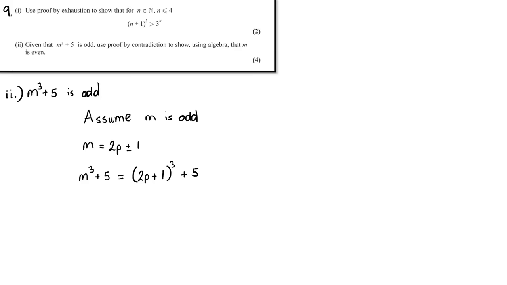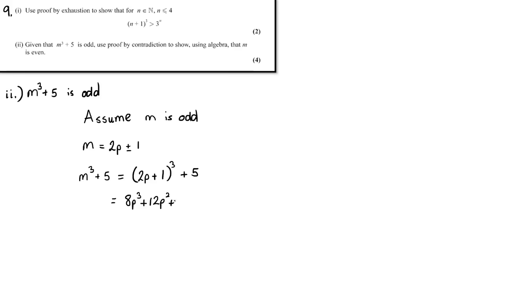Okay. So what I need to do now is expand these triple brackets here, this product of 3 brackets. It's up to you whether you use binomial expansion or you just do it by hand. I've already done the work to expand this. So what you will get here is 8p cubed. You'll get 12p squared.